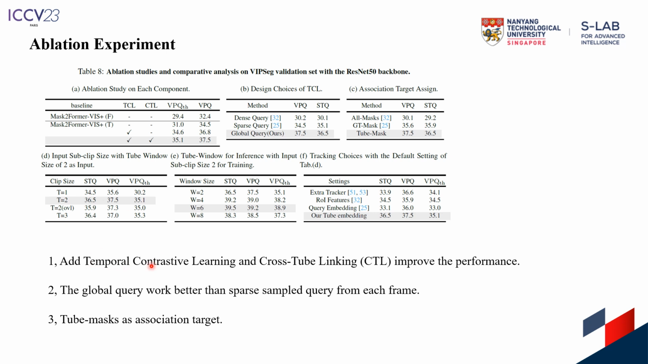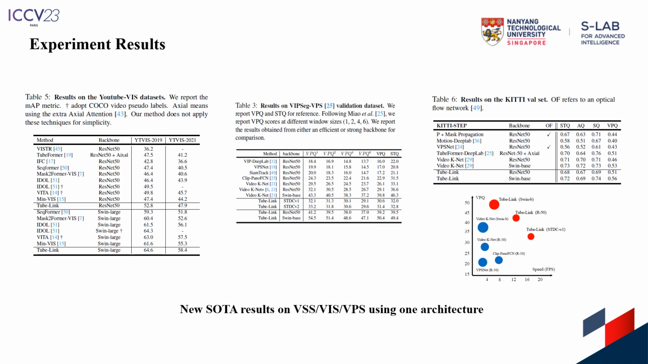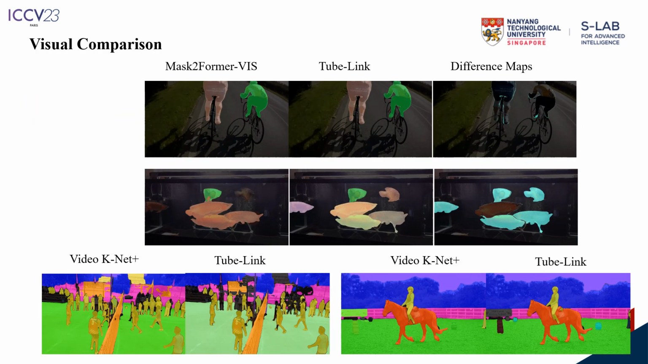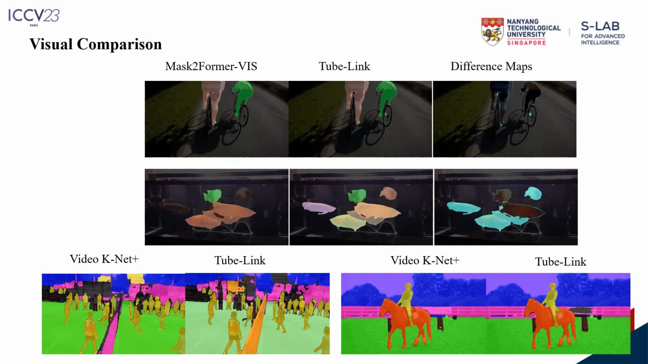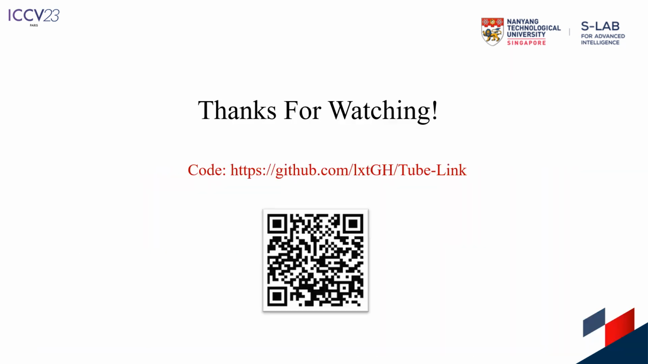We found that the temporal contrastive loss and cost-tube linking can improve the performance considerably. The global query works better than the sparse query, and we also found the tube mask performs well as association. We achieve state-of-the-art results on the different tasks and different datasets. Here are some visual examples. As you can see, our method can achieve better results. Thanks for watching. Our code is available on GitHub.